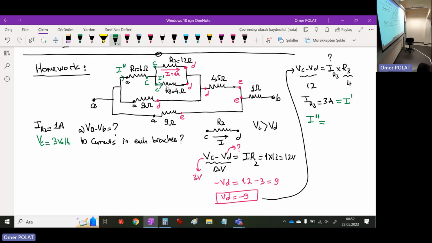Summation of two currents, because it's splitting. Current I double prime comes, then splits. So I double prime is I plus I prime, which is 3 ampere plus 1 ampere, 4 ampere. So this current is 4 ampere. This is also the same 4 ampere.